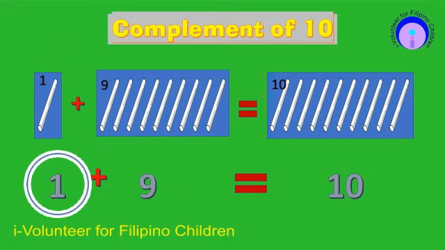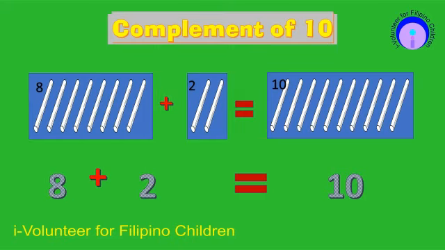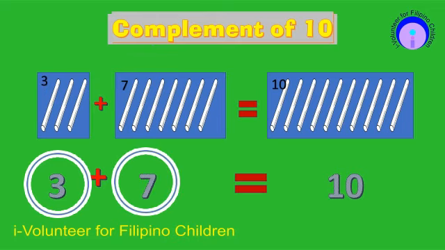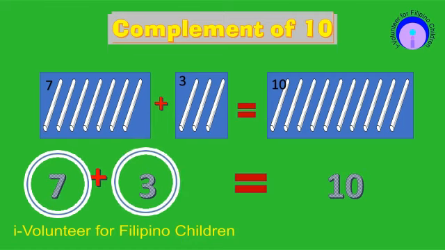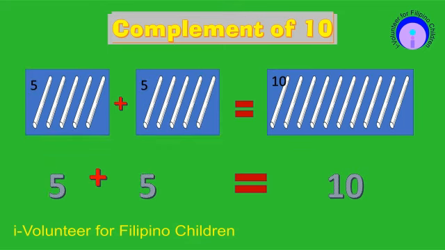Likewise, 1 needs 9 to make it 10. 2 needs 8 to make it 10. 8 needs 2 to make it 10. 3 needs 7 to make it 10. 7 needs 3 to make it 10. 4 needs 6 to make it 10. The last but not the least, 5 needs 5 to make it 10.